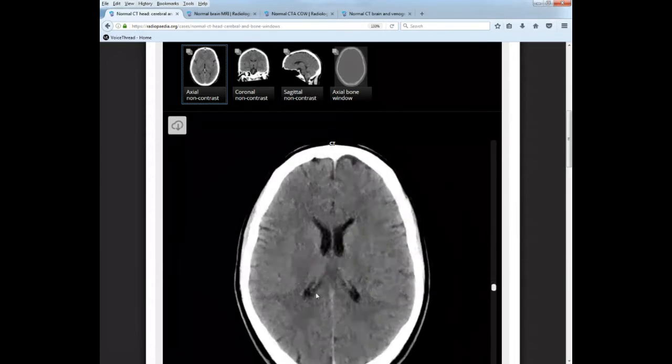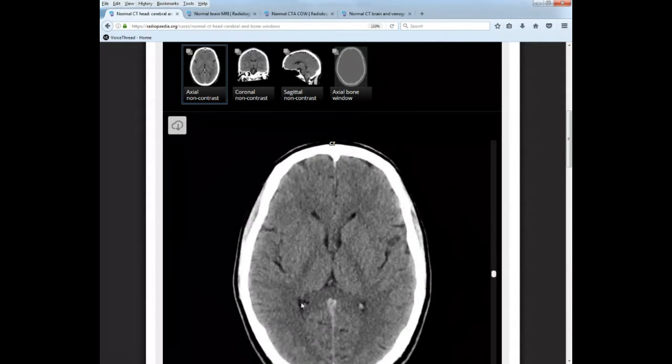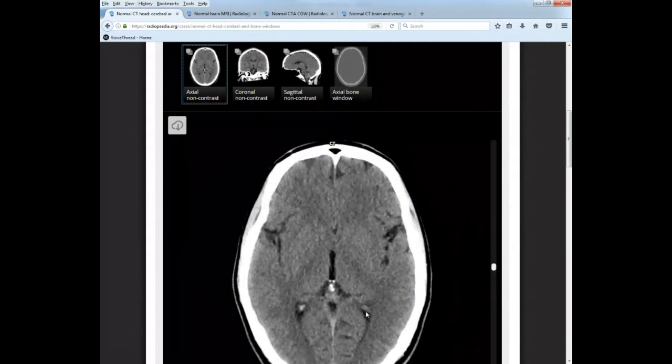What I want to point out, you can kind of see the squiggly lines here inside the lateral ventricles. You can see here, it's a little calcified. That's your choroid plexus, okay? So remember, the choroid plexus makes the CSF, all right? So that's right there.